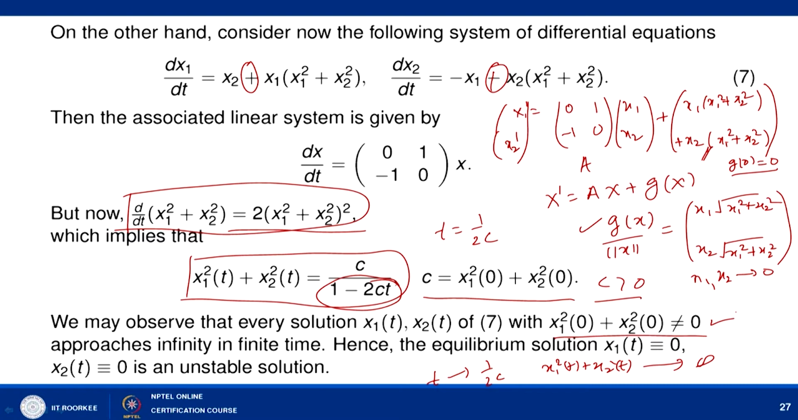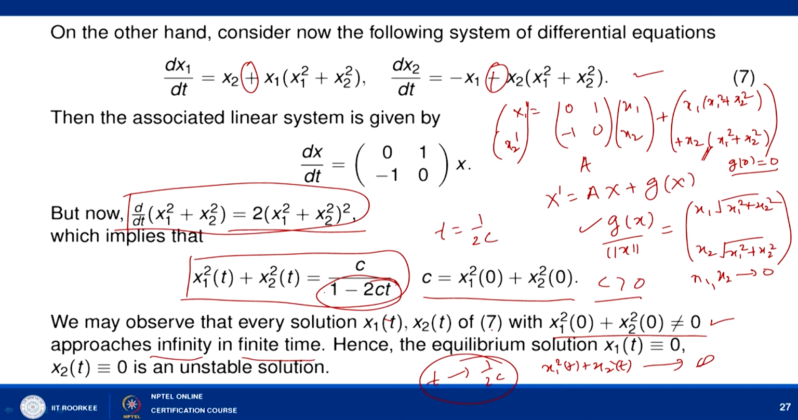Then we can say that every solution x1 and x2 of the system 7 will tend to infinity in finite time itself. As t tends to 1 upon 2c, the solution tends to infinity, and hence we can say that the equilibrium solution x1 t identically equal to 0, x2 t identically equal to 0 is an unstable solution.